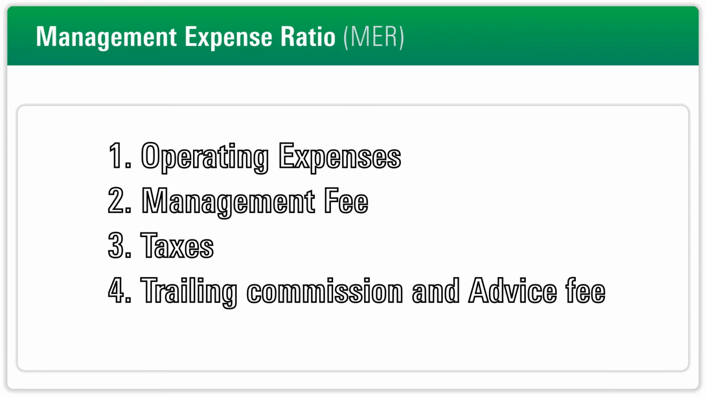Number four is trailing commissions and advice fees. This is what the fund company pays the advisor for distributing the fund to you and for providing financial advice. Your advisor receives this portion of the fees. In Canada, the popularity of fee-based advisors is rising. Fee-based advisors provide you with an F-class share of a fund, which often comes with no embedded trailing commissions. Instead, you pay your advisor a flat fee each year instead of the fees on each individual fund that you own.